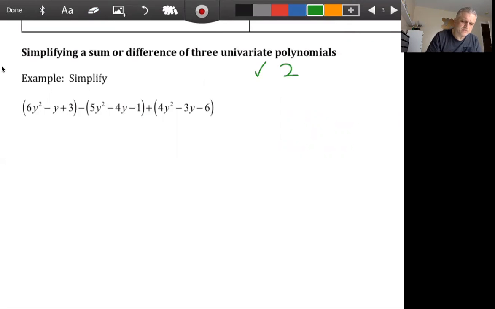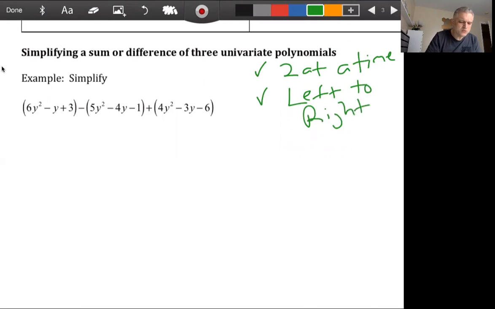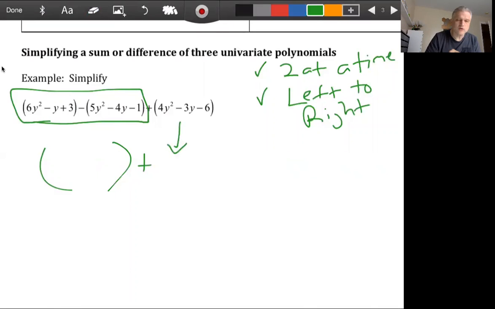So let's make sure that we do it two at a time, and let's make sure we do it left to right. So what does that mean? It means we're going to take these two first, subtract them, and get our answer. And then once we've gotten that answer, we can take the third polynomial and add it to it. But don't try to do three at once. Do two at a time, get your answer, and then do the third one.